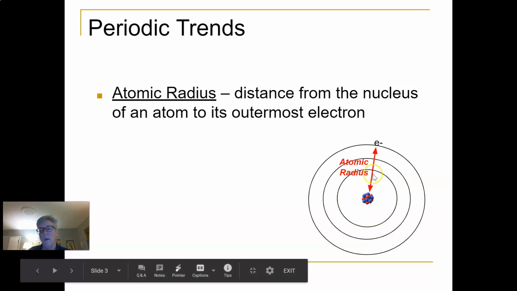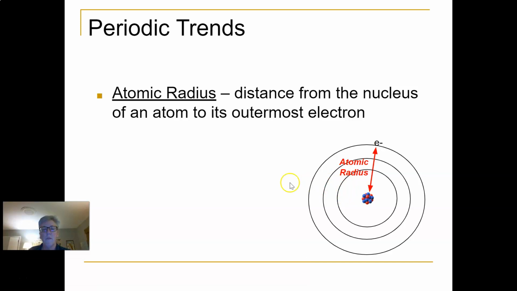Okay, that'll obviously vary for different elements. Some elements have only 1 energy level, and then it would be this far. Some have 2, it would be this far, and so forth. So atomic radius just really refers to how big an atom is.